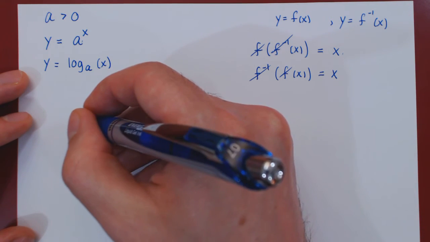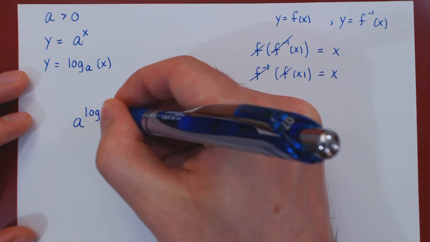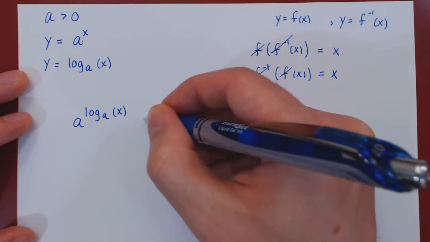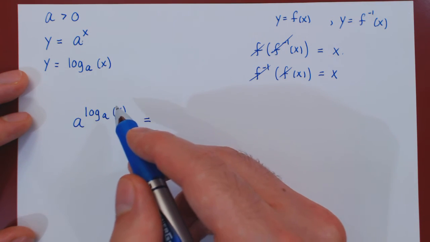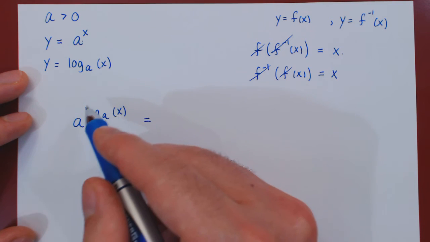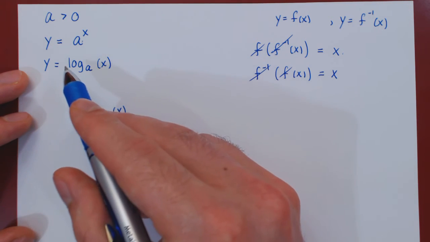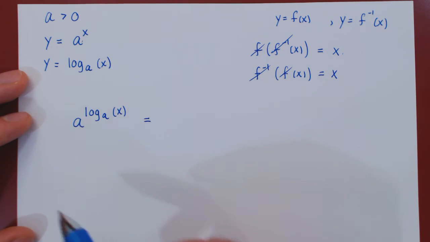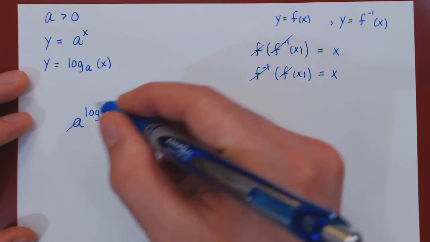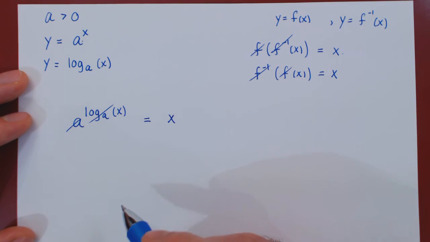So what if we take the exponential of the logarithmic function? Well, we take x, apply the logarithmic function base a to x, then apply the exponential function to this. But again, by definition, the logarithmic function base a is the inverse of the exponential function base a. So these will cancel, and we return with the original argument. And of course, this goes both ways.